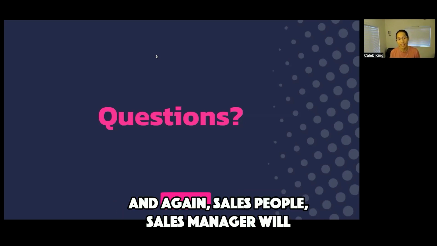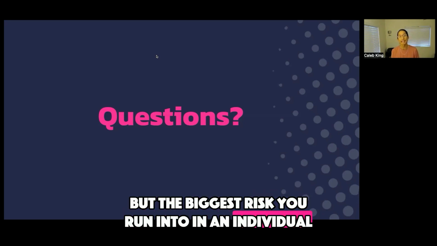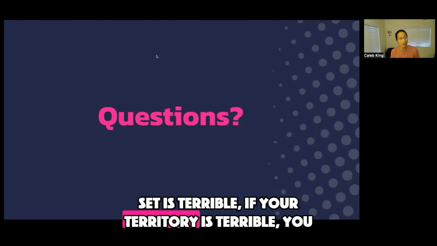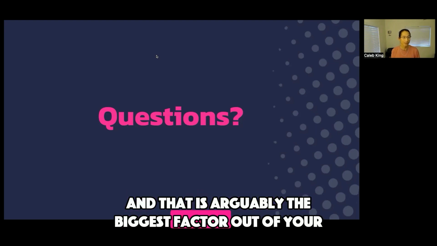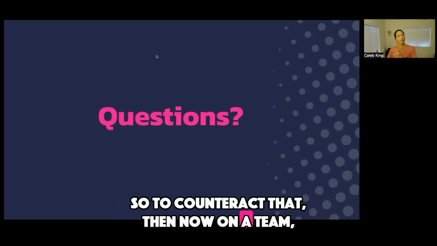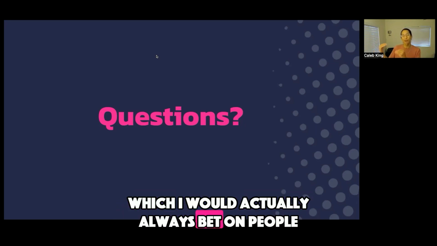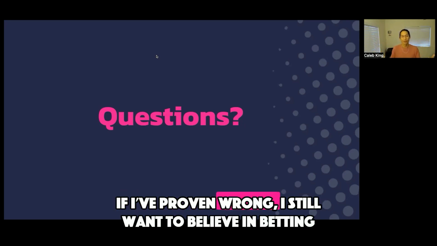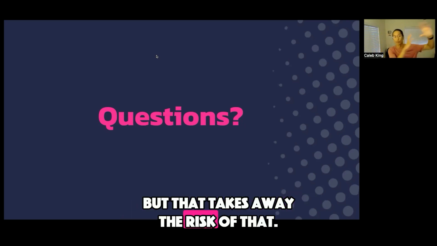And I'm going to be honest, and again, sales managers will hate me for saying this, but the biggest risk you run into in an individual sales system is, what if your opportunity set is terrible? If your territory is terrible, you have no say over that. And that is arguably the biggest factor out of your control to your success. So to counteract that, now on a team, yeah, I'm taking a risk. I'm making a bet on people, which I would actually always bet on people over a system. By nature, that's what I want to believe in. If I'm proven wrong, I still want to believe in betting on people over a system. But that takes away the risk of that.